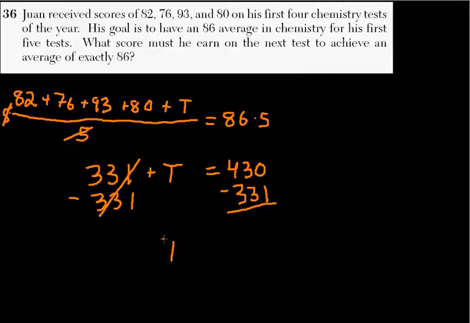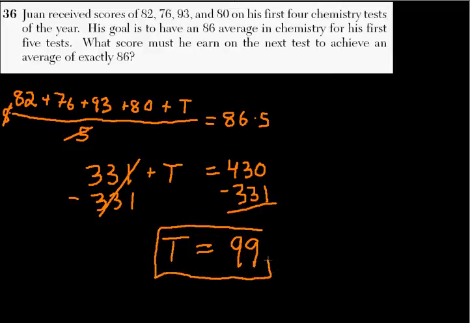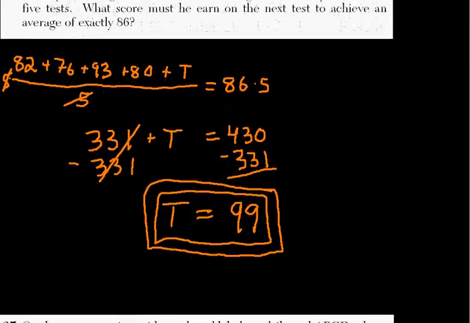We are left with T, the score, is equal to, well, if it was 330, he would need 100 points to raise it to 430, but it's 331, so instead of 100, he needs 99 points. Oops, 99. So the test score here needs to be 99 points. Okay, so that's the answer.